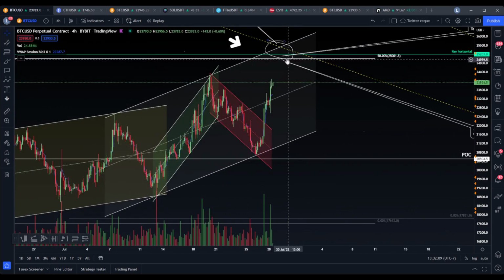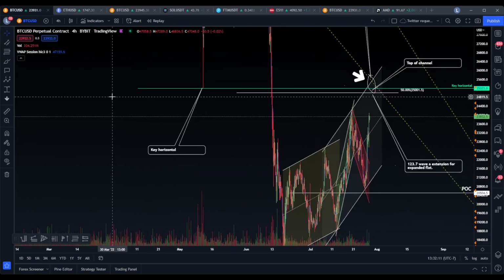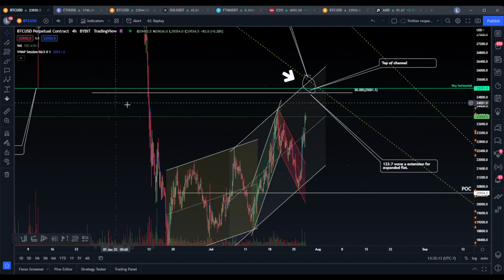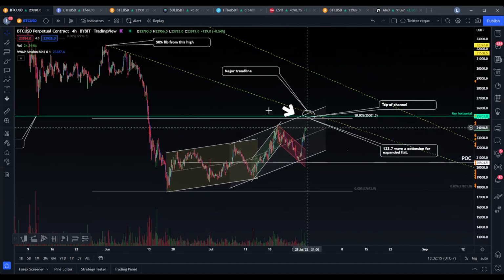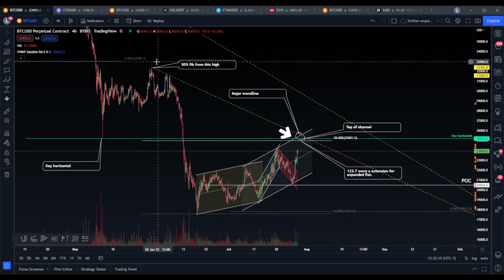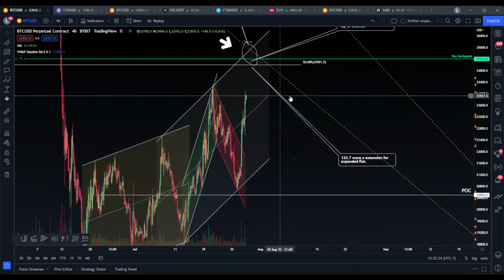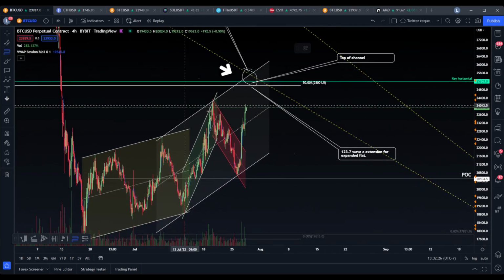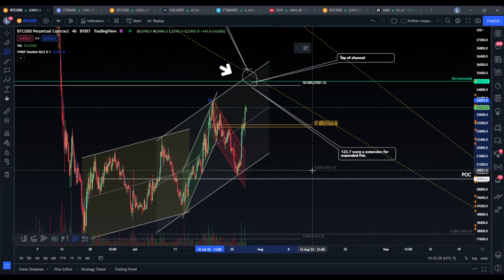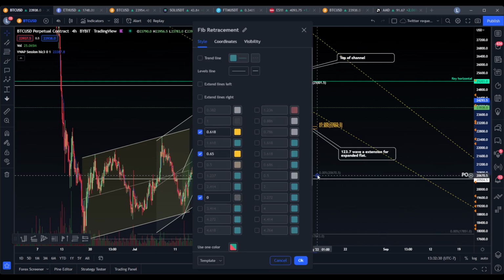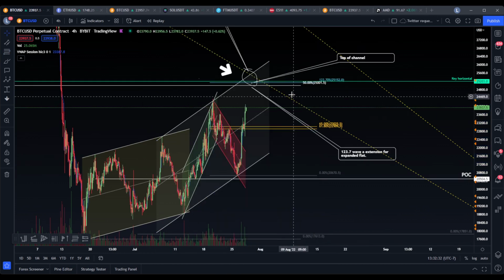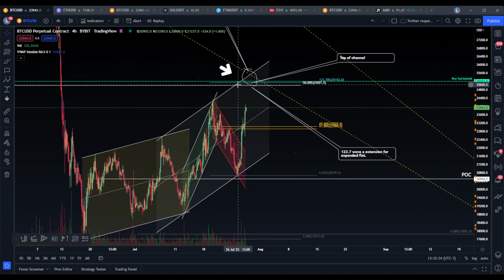So the idea up here is that we have this key horizontal wick that we could backtest. We have the 50% fib from this high to this low. We have this trend line. We have a 123.7 fib extension, which is what I was just showing. That's pulled from here to here. And then you can go 123.7. This is an important Elliott wave fib extension.